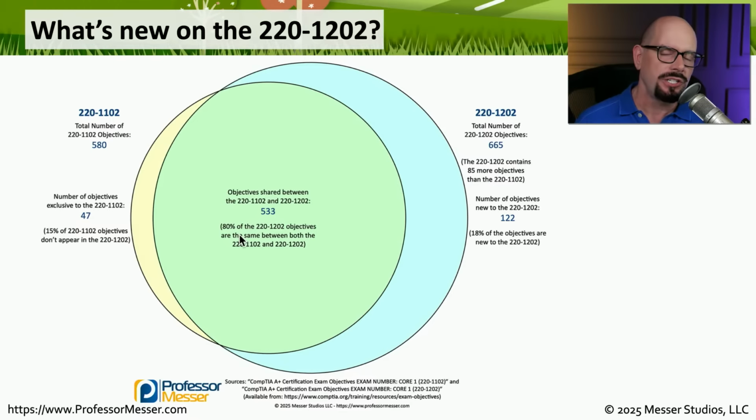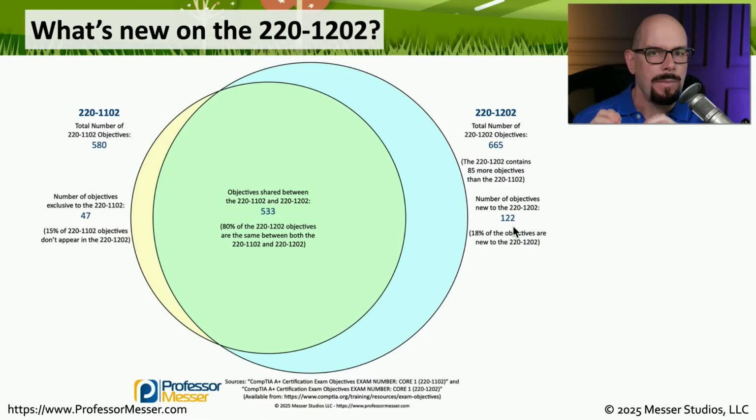So that should give you a feel that although this is not as dramatic a change, there is not quite as much new content on this updated version. There is still new content. And 20% is quite a bit, or 18% is quite a bit, that is new to the 1202.